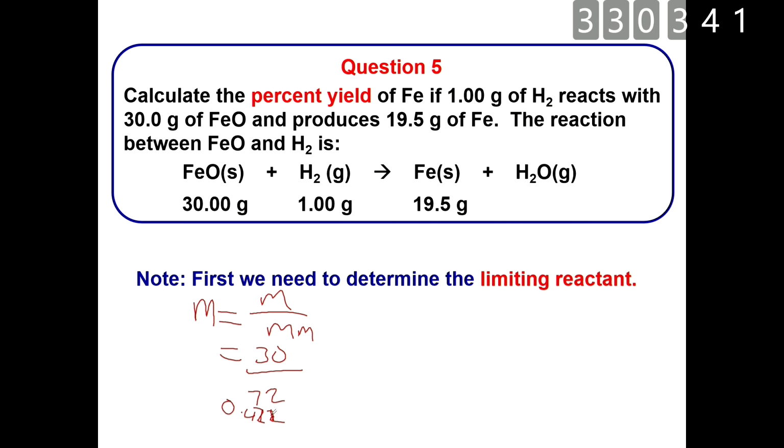This one is 1 over 1. So there are two things. So it's 0.5. So the limiting reactant here is this one.